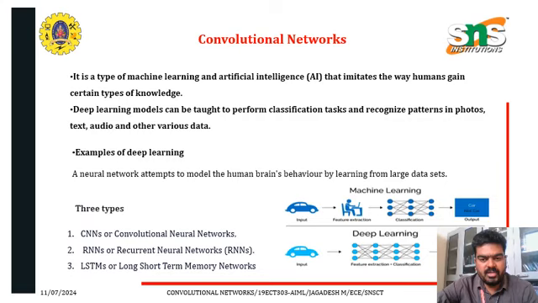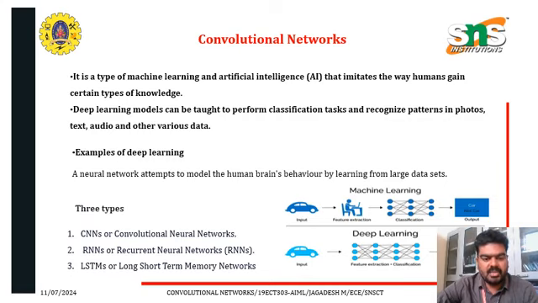What is actually a convolutional network? It is a type of machine learning and artificial intelligence that imitates the way humans gain certain types of knowledge. Deep learning models can be thought of to perform classification tasks and recognize patterns in photos, text, audio, and other various data. A neural network attempts to model the human brain's behavior by learning from large data sets.